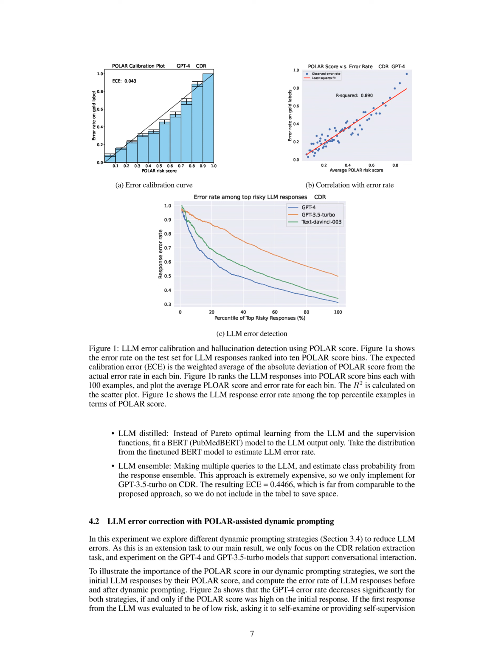However, if the initial response is deemed low risk, asking the LLM to self-check or providing self-supervision rules doesn't improve the outcome and may even raise the error rate. Therefore, it's best to use dynamic prompting only when the polar score is high. We implemented dynamic self-checking and dynamic self-supervision, setting the polar score threshold at 0.5. Both strategies improved the performance of the GPT 3.5 Turbo and GPT-4 models.